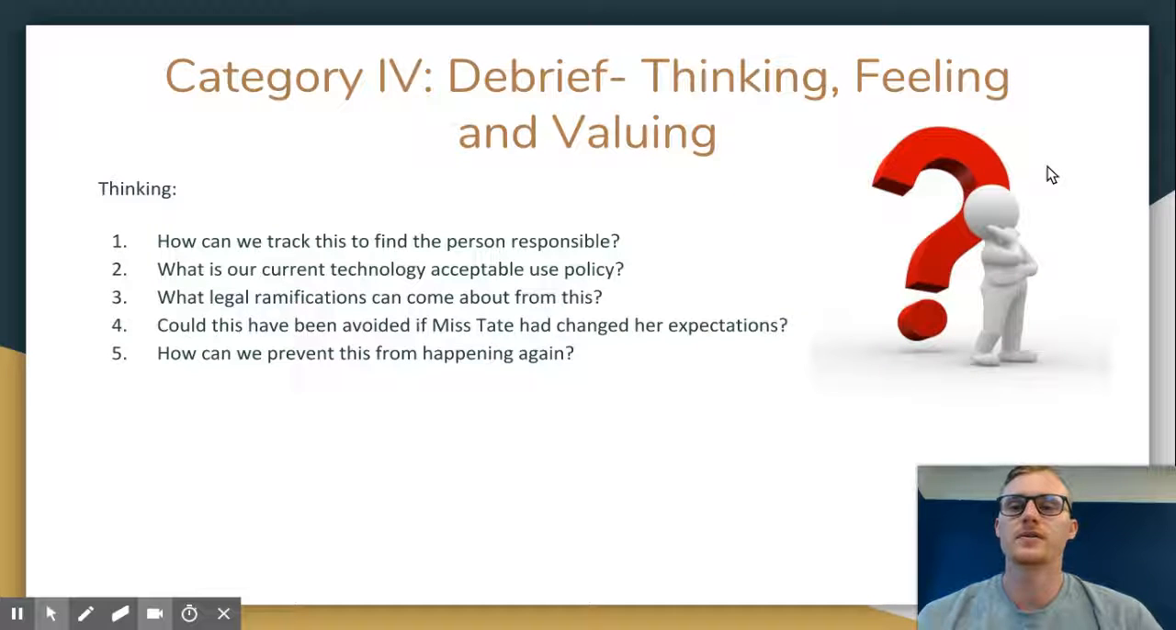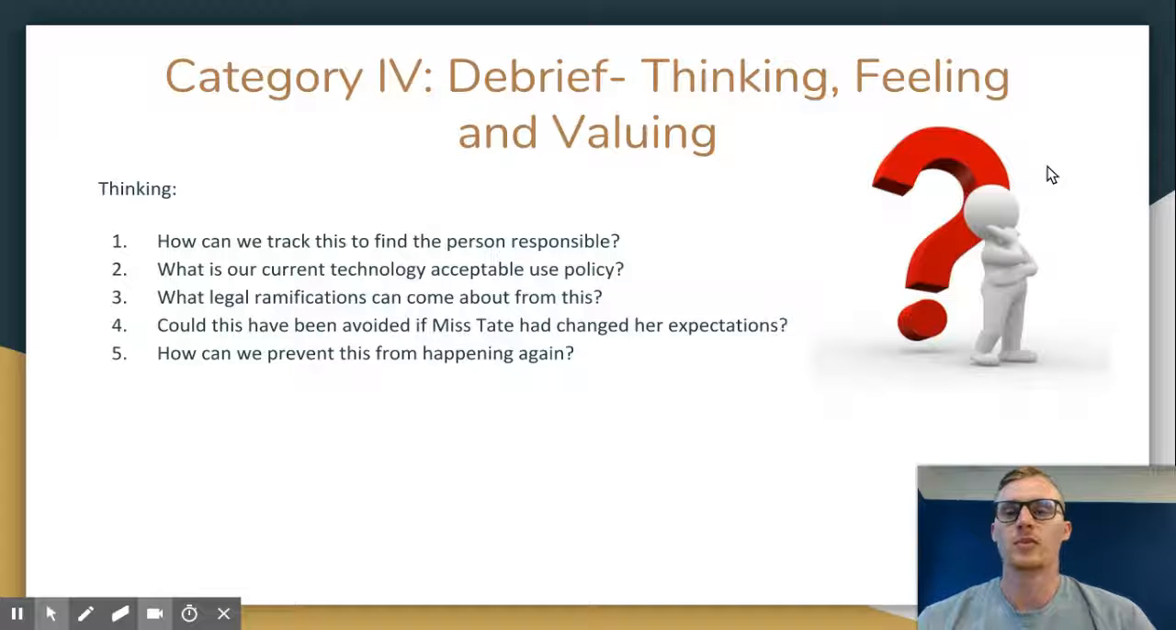Category 4, debrief. First, I'm going to talk about thinking. So number 1, how can we track this to find the person responsible? What does that look like from the IT department? Number 2, what is our current technology acceptable use policy? What does that look like? Number 3, what legal ramifications can come about from this? Again, talking to the superintendent, talking to the SRO, talking to if there's a district lawyer, just to see what the legal ramifications can be like.